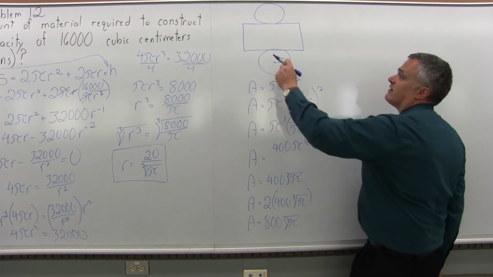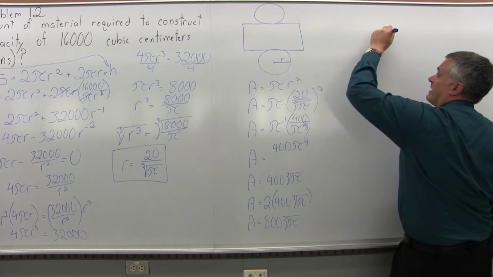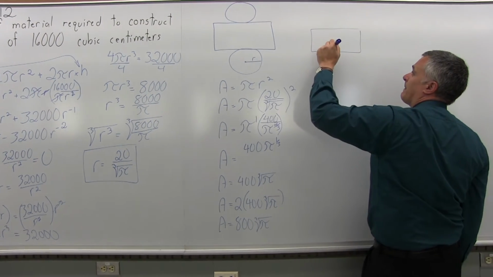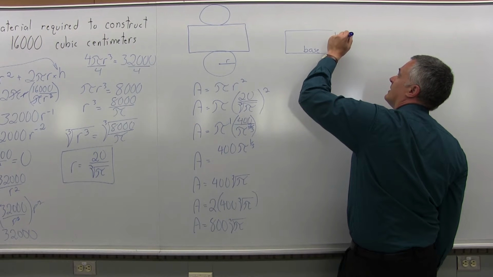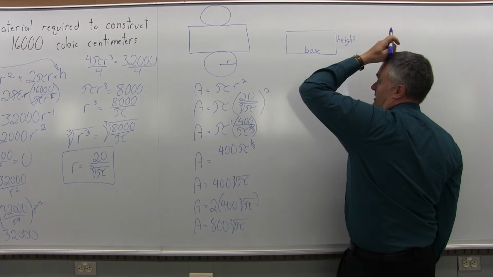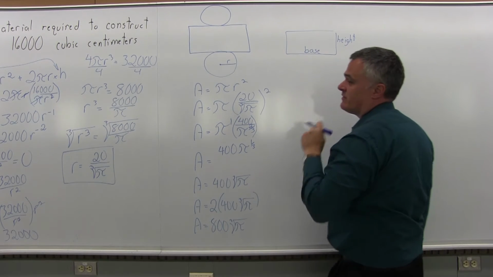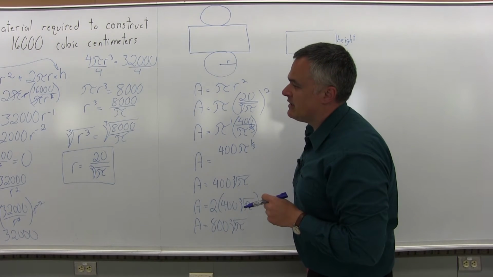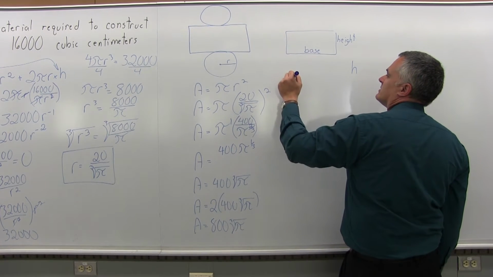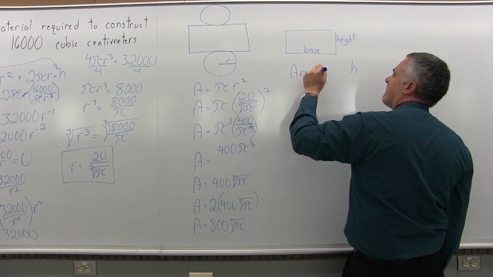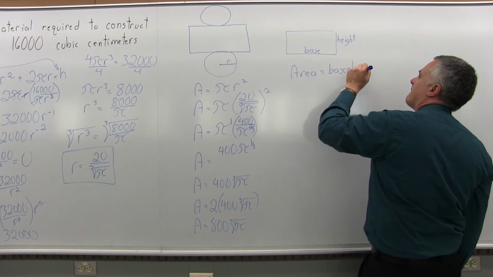So now that takes care of the circles. Now let's do the rectangle. So that rectangle, the area of that is base times height. So the height is h, which we figured out is 40 over cube root of pi. So let's do area equals base times height.